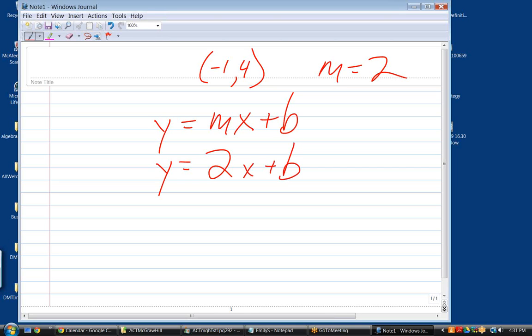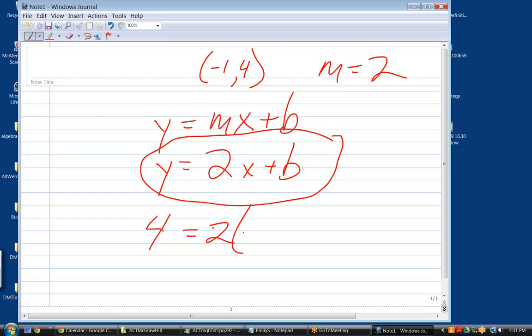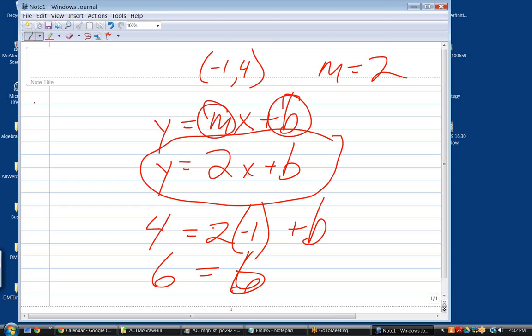But now we need to solve for b. And we solve for b by plugging in the x and y coordinates for x and y. In other words, the y would be 4, the x would be -1: 4 equals 2 times -1 plus b. And now when you solve for b, you get b equals 6. Excuse me, I meant to write that as a b. So b is equal to 6. Now we go back, and we know what m is, we know what b is. We can write the equation y equals 2x plus 6.